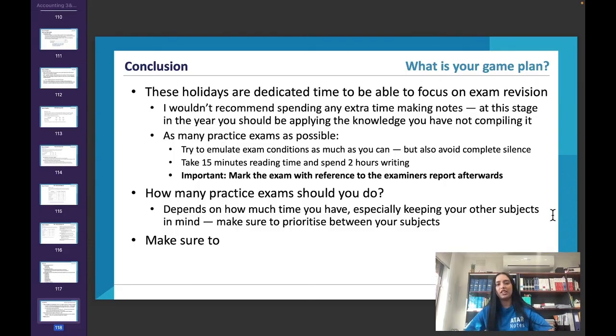But just talking about revision in general, it's really important to use this time to focus on revising for your exams and doing practice exams. The best way to revise for the final accounting exam is to do practice exams, because first of all, you're revising the content by answering questions about all of the theory and all of the content, and second of all, you're practicing time management. The number one thing that almost everyone that does the Unit 3 and 4 accounting exam at the end of the year struggles with is time management.